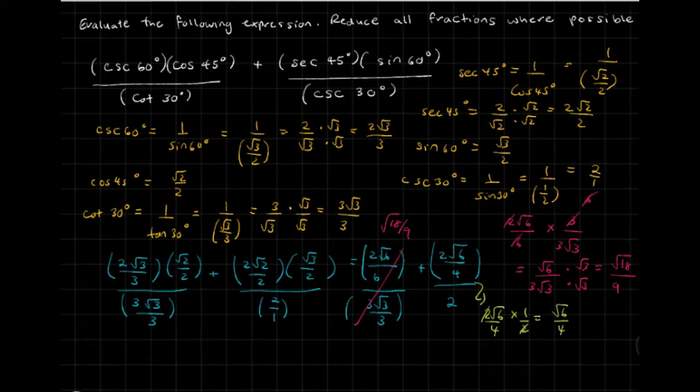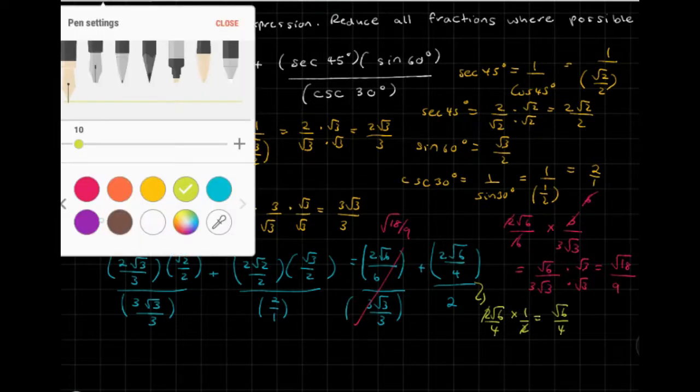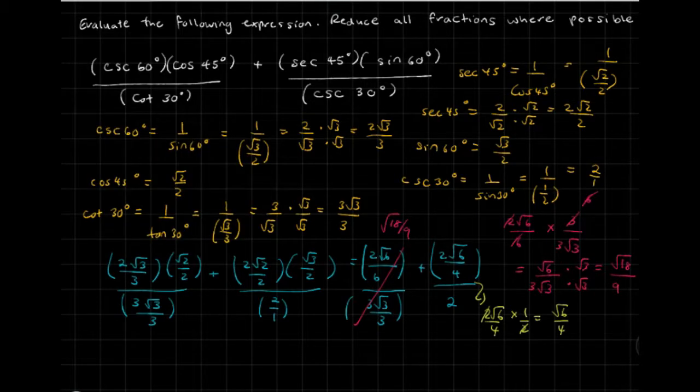Okay. So now in my next line, this is what I'm left with. Square root 18 you can actually write using radical expressions as square root of 9 times 2, which is square root 9 times square root 2, which is 3 square root 2.